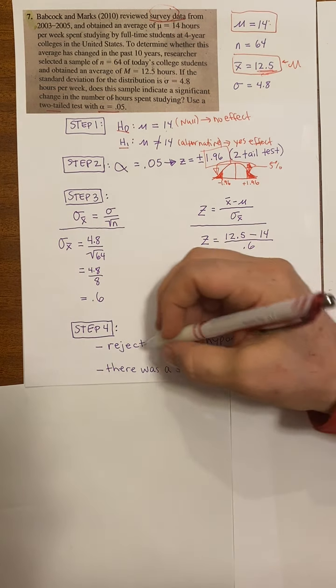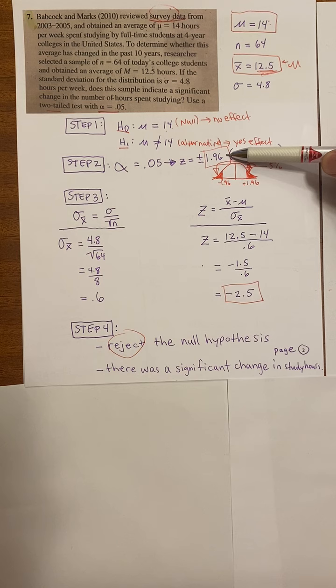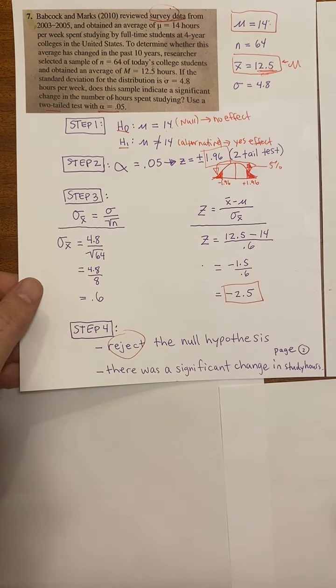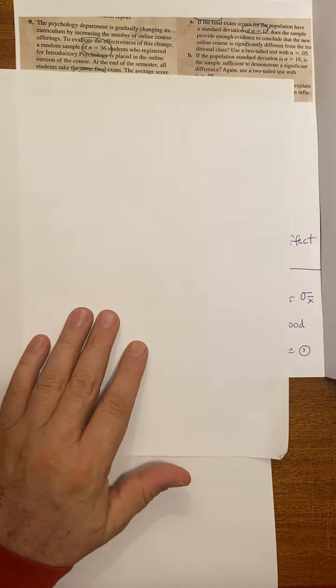Okay, but remember, the reason why we rejected the null was because the z that we calculated was higher than the z in our step 2. Okay, now we're going to go ahead and move on to problem number 9.